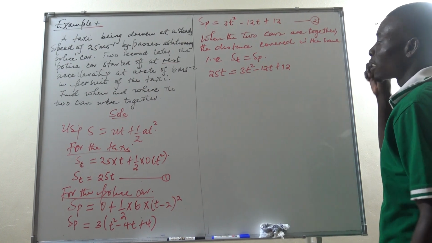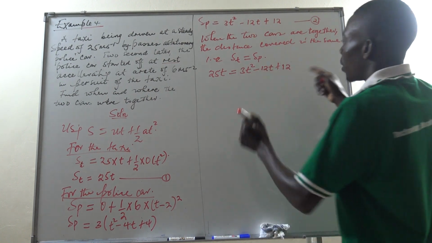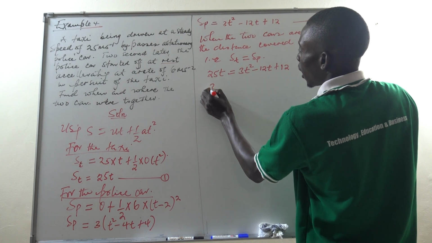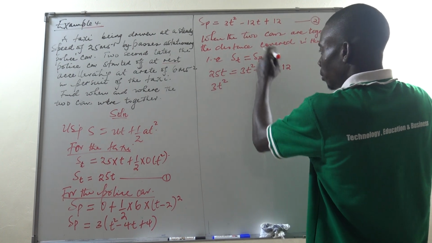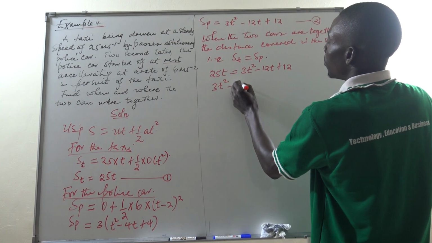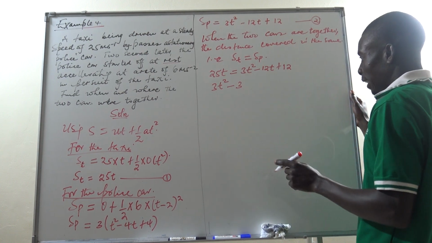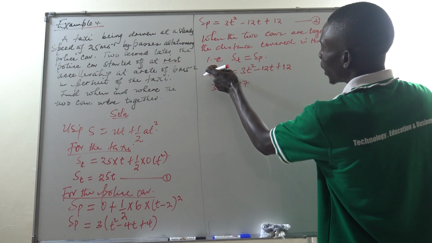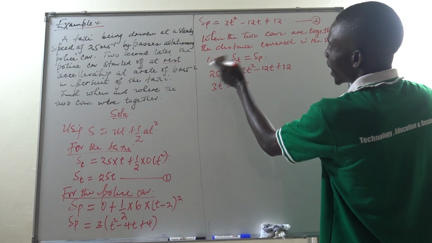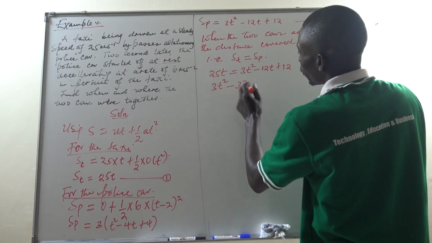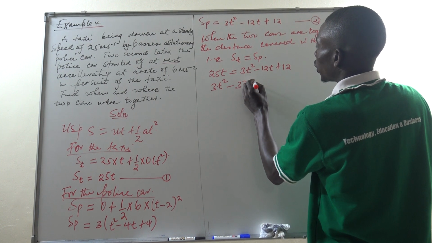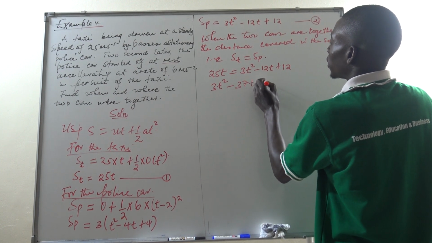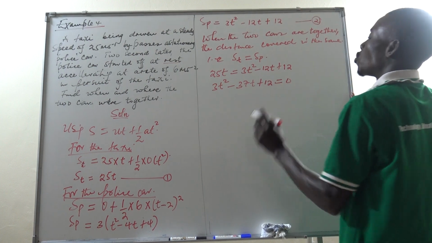I can rearrange this quadratic equation by bringing everything to this side. I'll have 3t squared, then bring that over, it will be minus 25 minus 12. That's minus 37t. And then plus the 12 will give us 0.